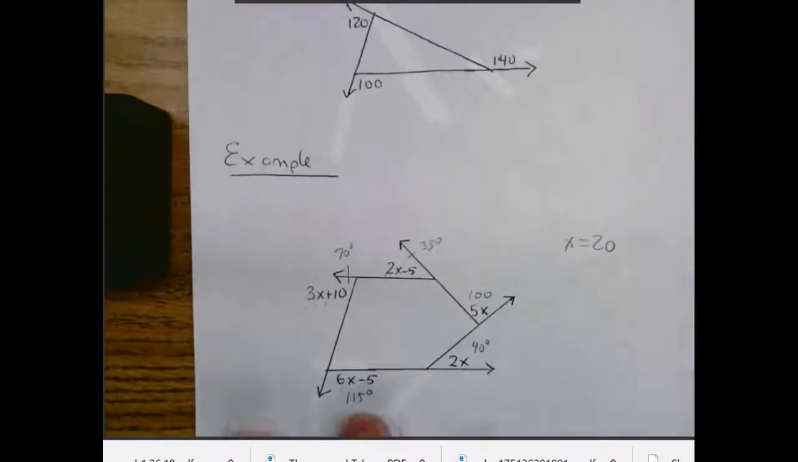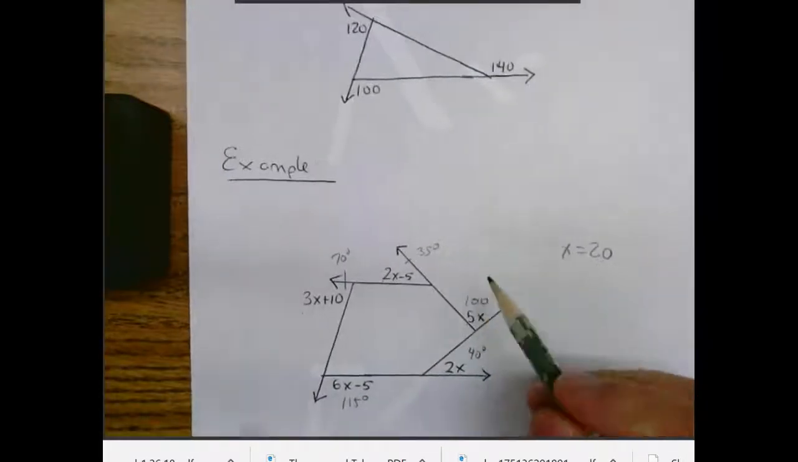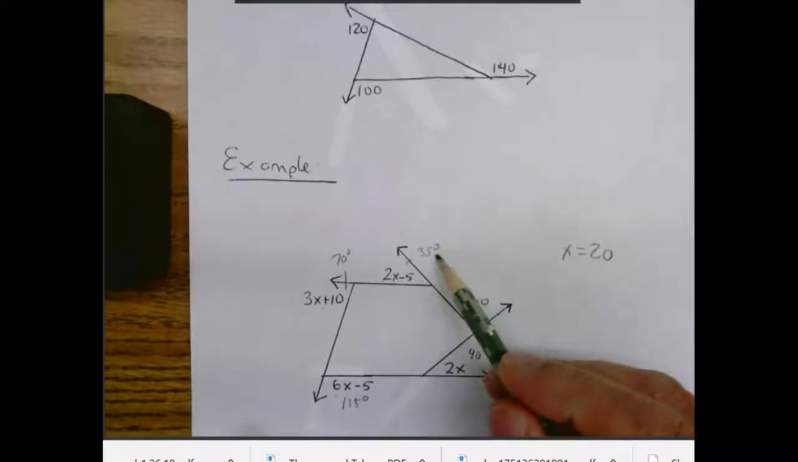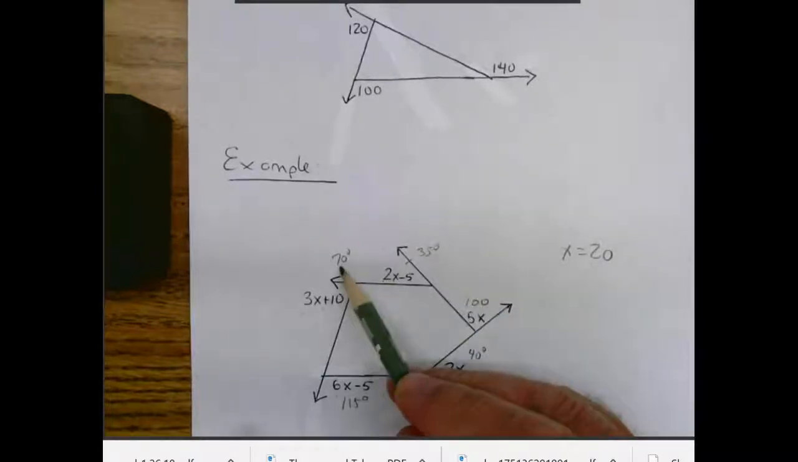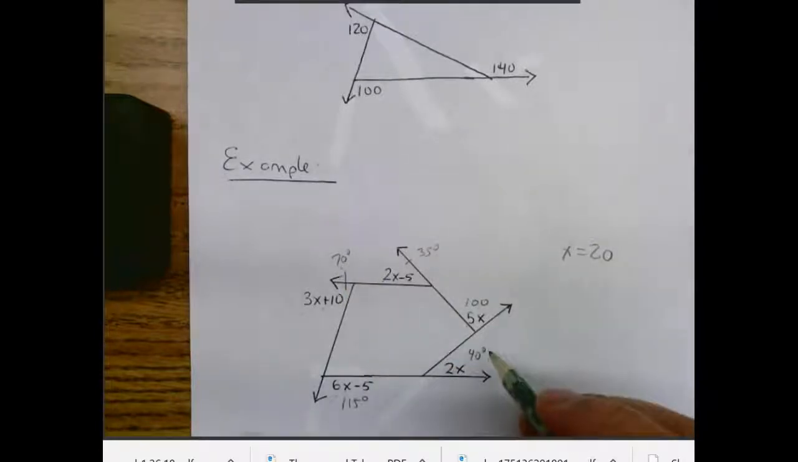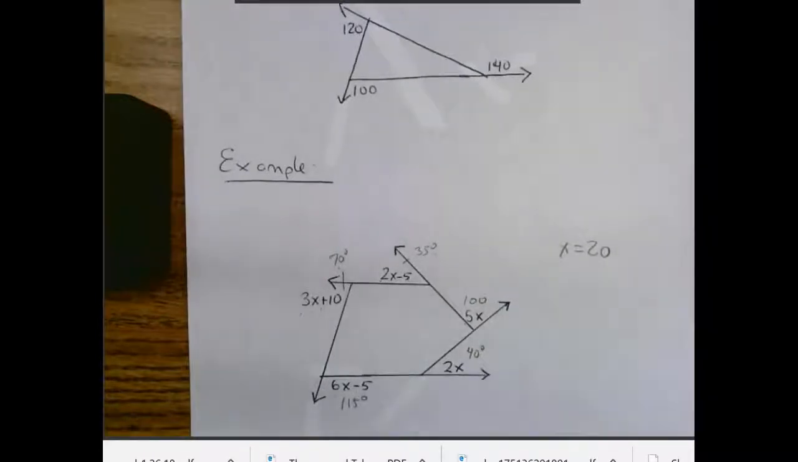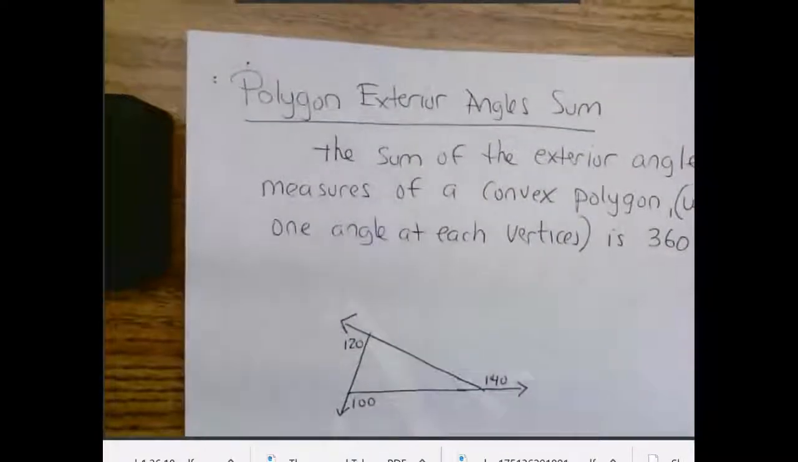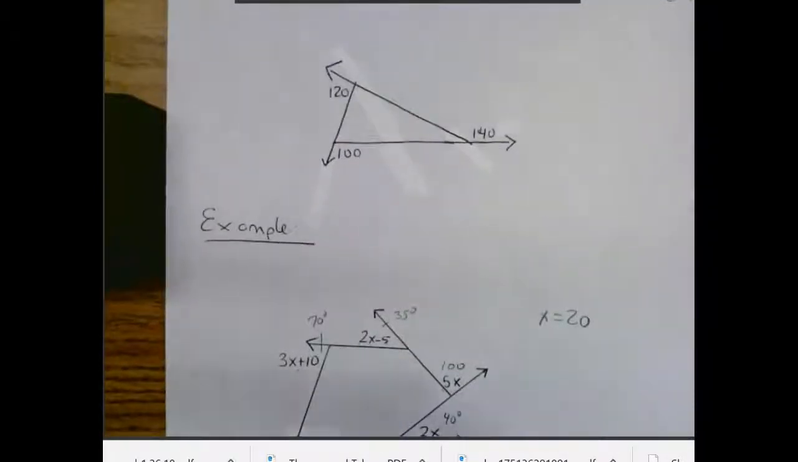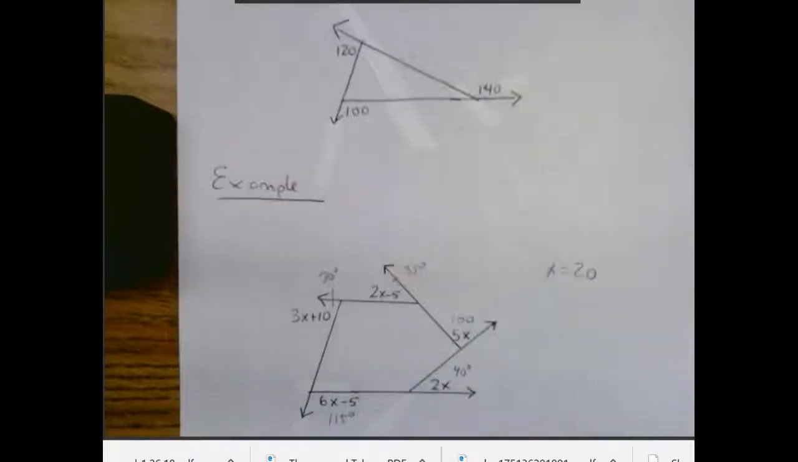So let's see if we can do it real quick in our head. 100 plus 35 is 135, plus 70 is 205. So 205 plus 40 is 245, and then 245 plus 115 is 360 degrees. So that's kind of a useful theorem, the polygon exterior angles sum theorem, so keep that in mind. And that should cover us for the first notes for 6-1. Make sure you add these to your notebook, and you'll be ready to go in class on Monday.